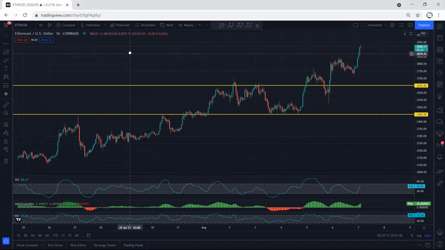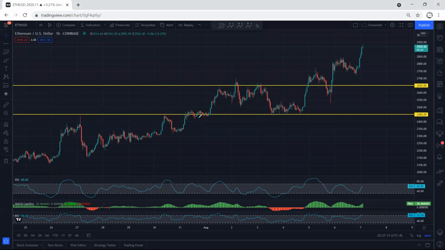And first, if we refer to my last analysis, since the price was within this move, I mentioned we want to see the breakout of this. So as we can see, at the first stage the price tagged 2650, there was no breakout. We see the price drop, retest 2450. Then from there, we see the breakout of this zone.